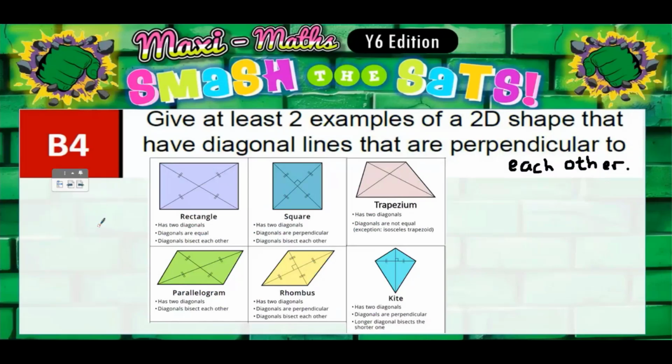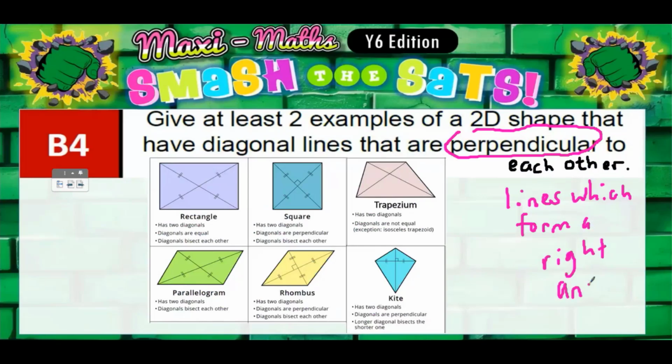Question 4. Give at least 2 examples of a 2D shape that have diagonal lines that are perpendicular to each other. Now, this word perpendicular basically means lines which make a right angle. So, lines which form a right angle, they would be perpendicular lines.